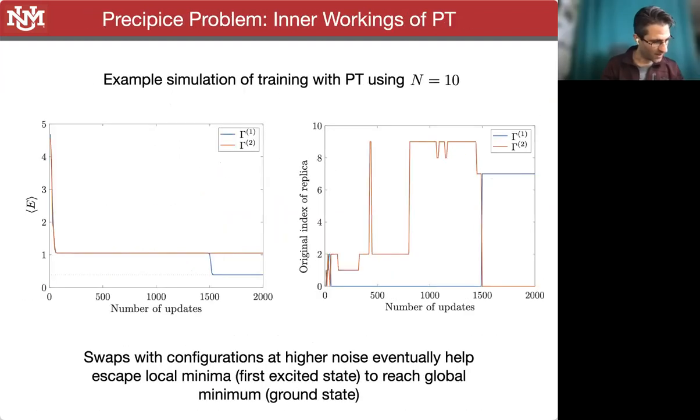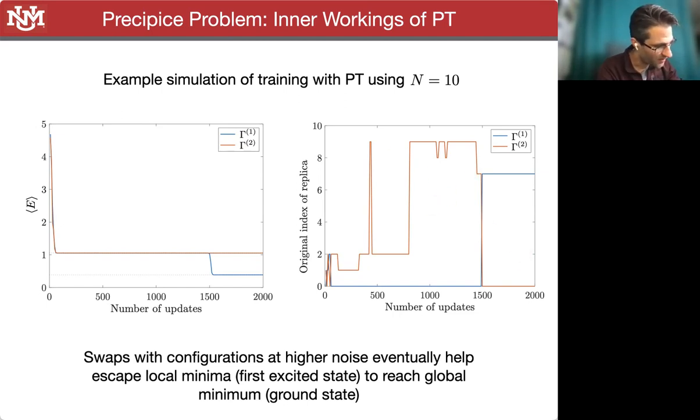Let me just show you how the parallel tempering is actually working in these simulations. Here on the left plot, I show the average energy as a function of the updates, and I do it for the simulations with the lowest two noise values. So gamma 1 is actually 0, and gamma 2 is the one right above it. Let's not worry about this plot for a moment. Let's just look at this plot.